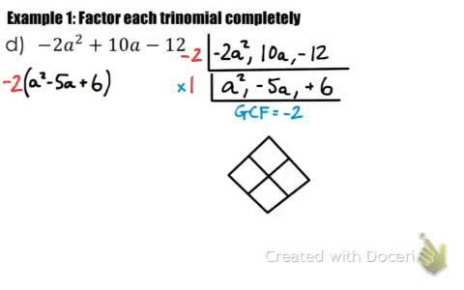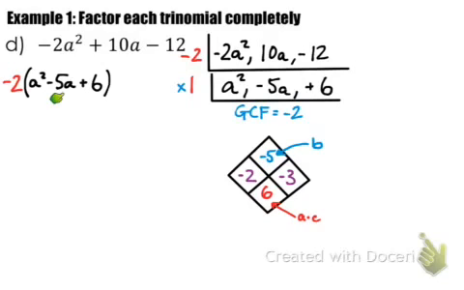From here, since I have no other common factor besides a 1, I'm going to create my diamond, and in the bottom of the diamond will be the product of my a term. So the leading coefficient 1 times 6 is 6. And then the middle term will go up in the top part of the diamond, my b term, so it's negative 5. So now we have to think of two numbers that multiply together to get a 6 and add together to get a negative 5. And I believe it's a negative 2 and a negative 3.